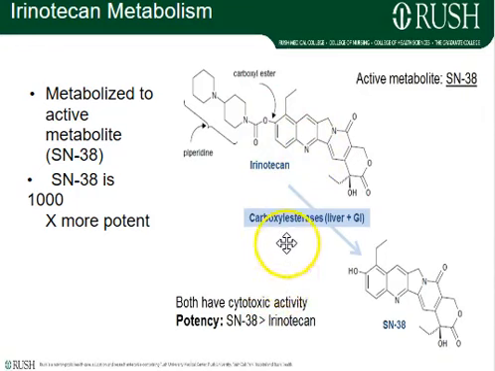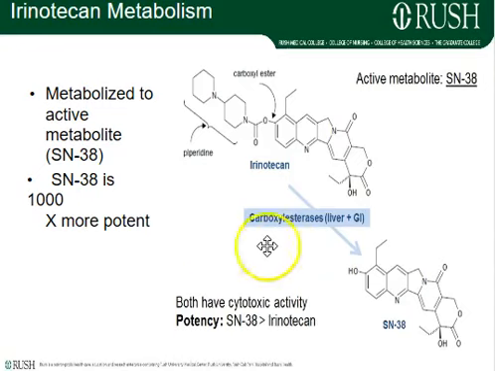Irinotecan has an interesting metabolism. There's a metabolic conversion to this metabolite called SN38. And SN38 is actually about 1,000 times more potent than the parent molecule. And so that potency really comes into play, obviously, in living systems. And so this drug has more in vivo activity than what we previously thought.